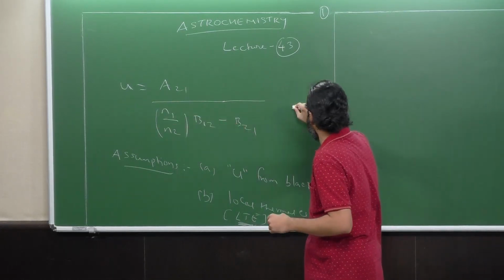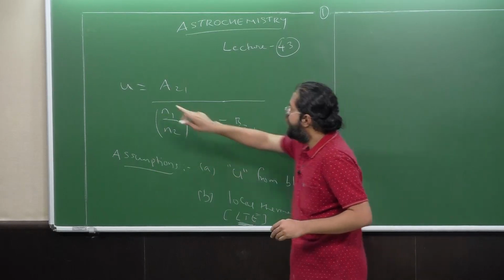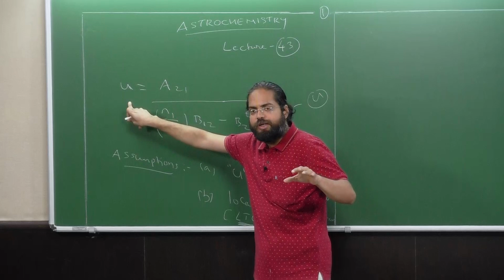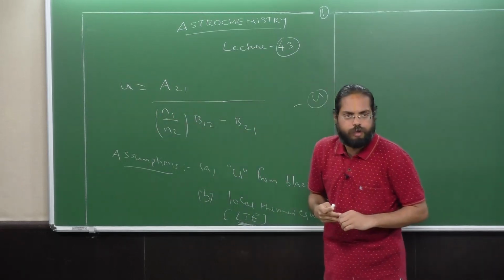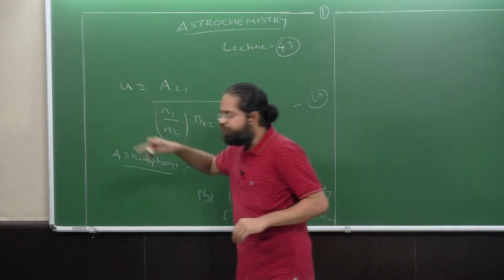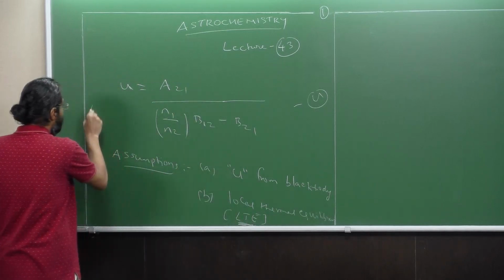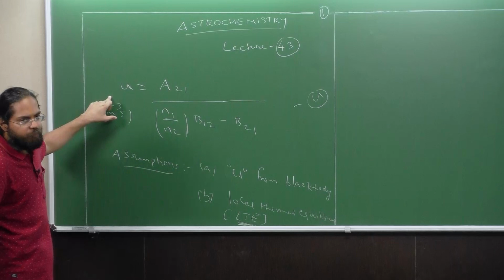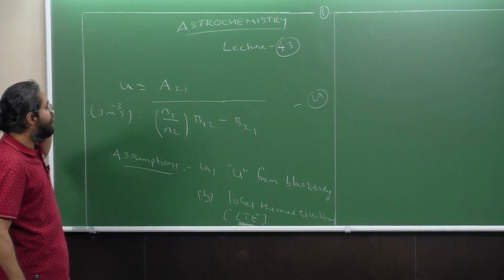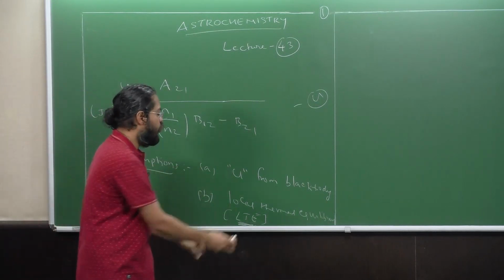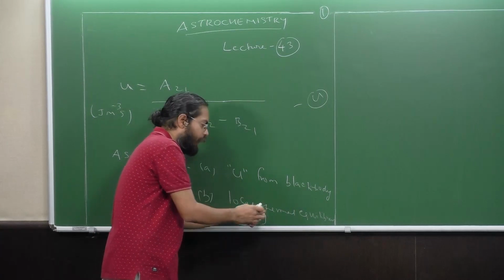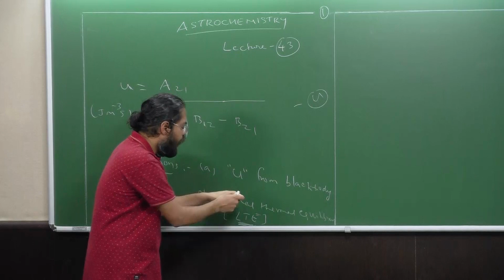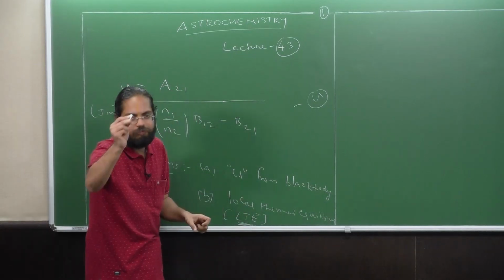We call this equation U, where U is the energy density, the spectral energy density per bandwidth, which has units of joules per meter cube second. This is obtained from black body radiation, and under the assumption of local thermal equilibrium. I think I used the phrase thermal equilibrium in the previous lecture. I want to add one more point as local thermal equilibrium.